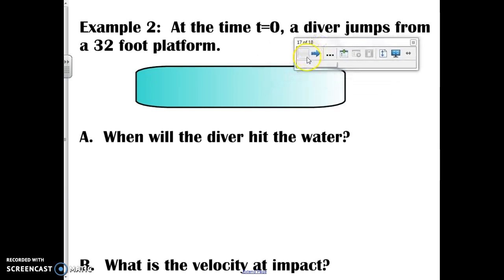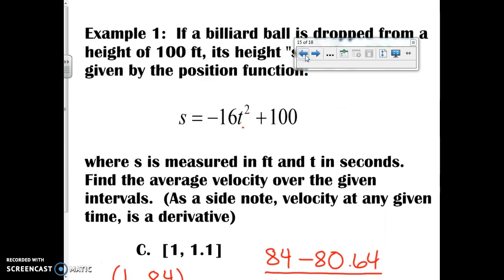So here we go. Oh, and I should have told you, if we wanted instantaneous velocity on this one, I know this is not part of the notes, but instead of average velocity, if I want to know at any point in time how fast we are going, all I need to do is take the derivative of this function. So S prime is negative 32t.